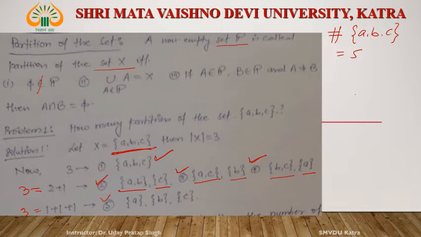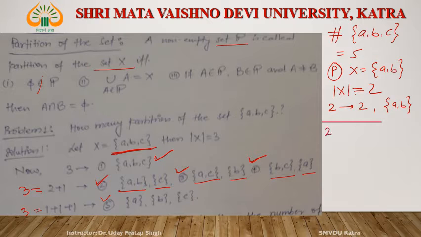Similarly, second problem: what are the partitions of the set capital X equal to AB? What is the cardinality of X? 2. Now this 2 can be partitioned as 2, meaning one set AB, one partition, and 2 can be written as 1 plus 1, that is A comma B. This is a partition. Now, how many ways can AB be partitioned? Two ways, either this or this. Therefore, P of 2 is equal to 2.